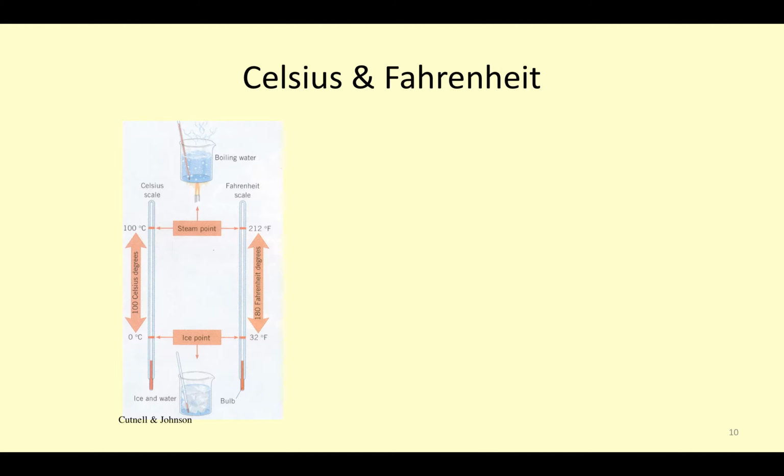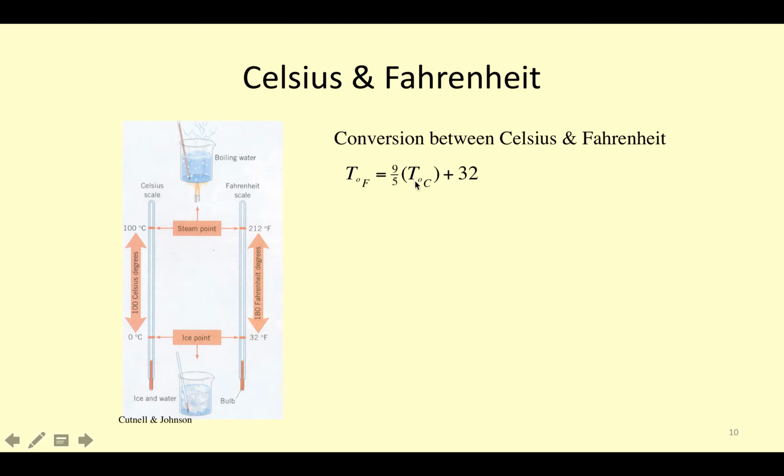Okay, Celsius and Fahrenheit. Here are the two scales. Scary slide, but nothing to worry about. To convert from Celsius to Fahrenheit, you take 9 divided by 5, times the temperature in Celsius, and add 32. Here's an example. And then to go from Fahrenheit back to Celsius, you take the Fahrenheit temperature, subtract 32, and then divide by 5/9, or multiply by 5 divided by 9. Does that make any sense?